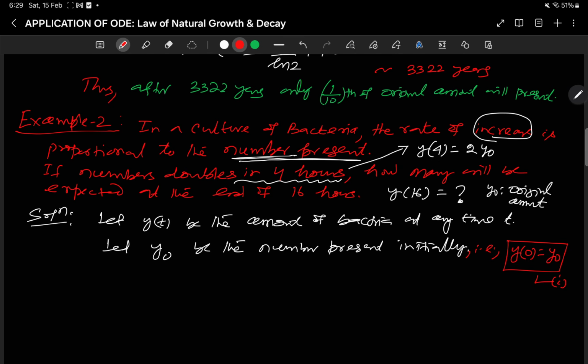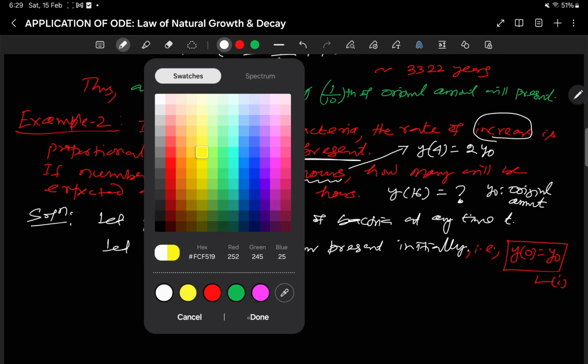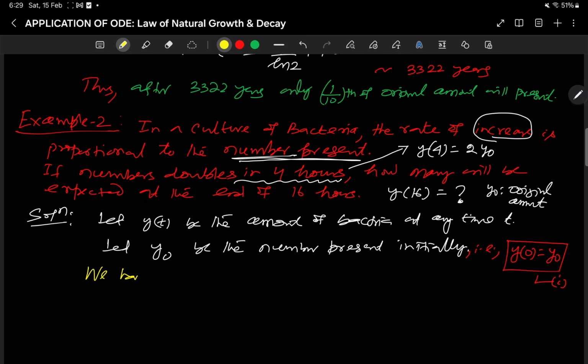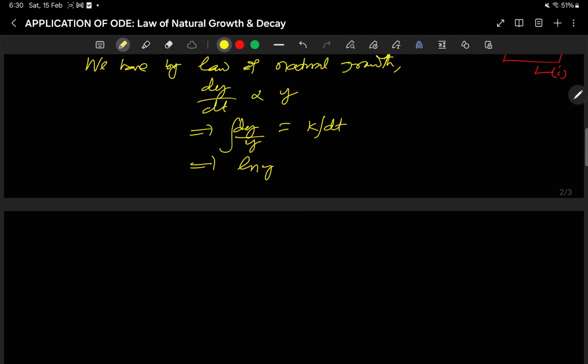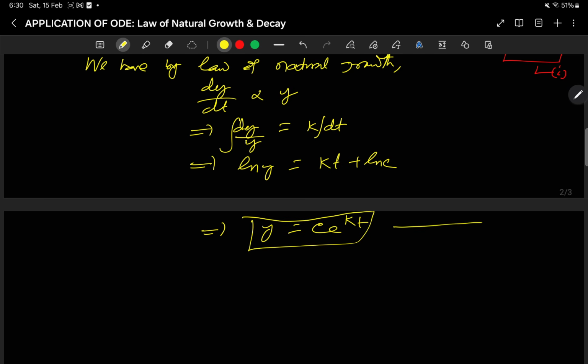So what more conditions are there? Now by law of natural growth, dy by dt is proportional to y. So that means dy by y is k dt. So this implies here ln y is kt plus ln c. So that means y is equal to c e to the power kt. Okay, so let it be my equation 1.